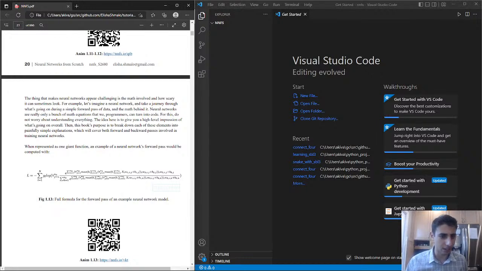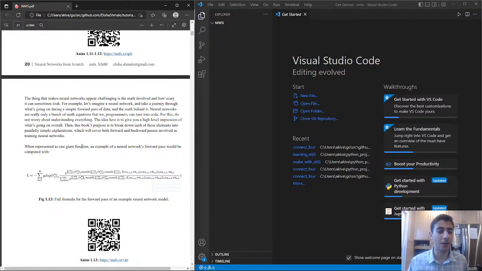Okay. The idea, okay, very good. Then this book's purpose is to break down each of these elements into painfully simple explanations, which will cover both forward and backward passes involved in training neural networks. That's actually good, because I need a review on backward passes. I don't actually know how to do it, because in most libraries in Python, like TensorFlow and PyTorch, you just do like optimizer dot backward, and that's it, and that's all you have to do. So I don't actually know what I'm doing. You just have to memorize what to do.